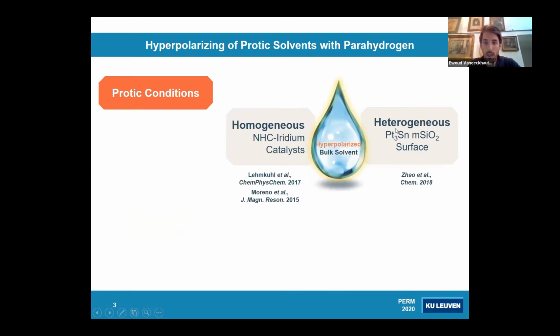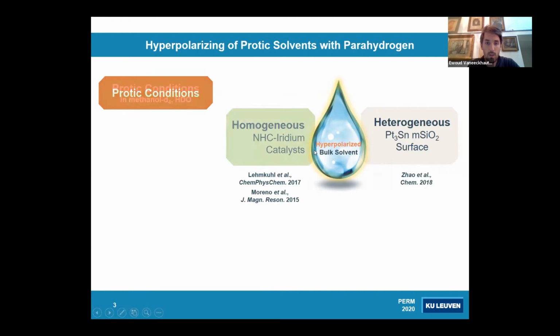Now, so indeed a handful of papers. Some of the papers use homogeneous catalysis, so the famous N-heterocyclic carbene iridium catalyst, with the IMes ligand on top. Some papers have published results in hyperpolarizing this bulk solvent. And also, of course, the beautiful talk in the previous session by Zhao from the Bowers group has beautifully shown the platinum-tin alloy dispersed on mesoporous silica, using surface catalysis to try to do the same thing, hyperpolarizing this water, this bulk solvent.